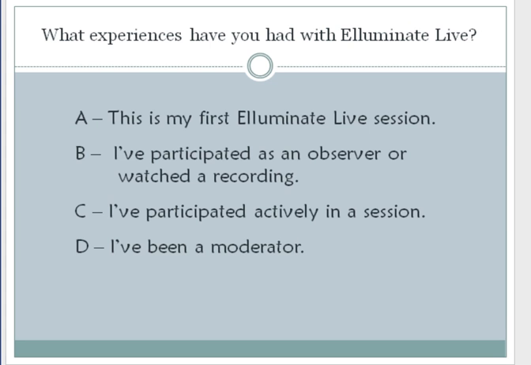In the polling area, you'll see A, B, C, and D. So let's take a look at the questions. This is for me and Francie to sort of know your general knowledge here. If this is your first Illuminate Live session, click on the A. And if you've participated as an observer or watched a recording, B. And if you've participated actively, meaning you actually chatted or you talked, that would be C. And if you've been fortunate enough to be a moderator, you pick D.